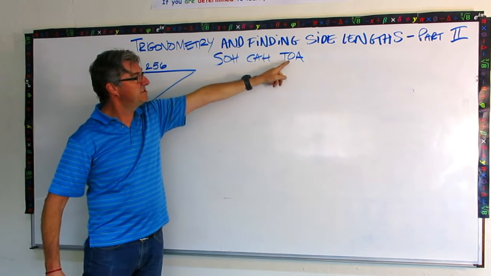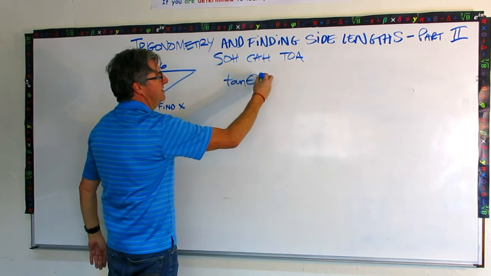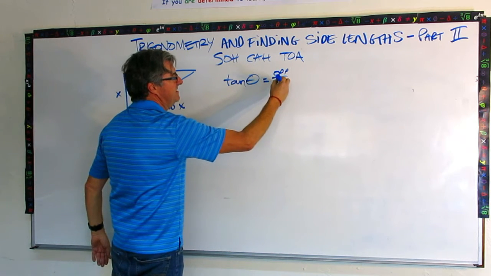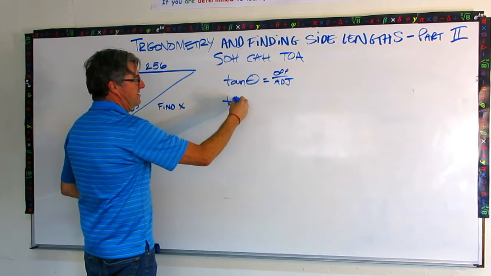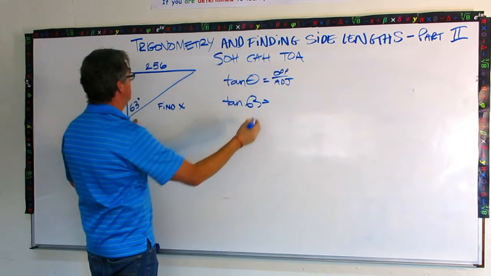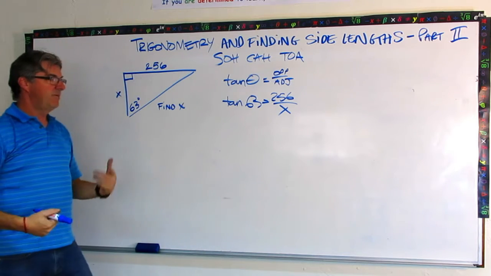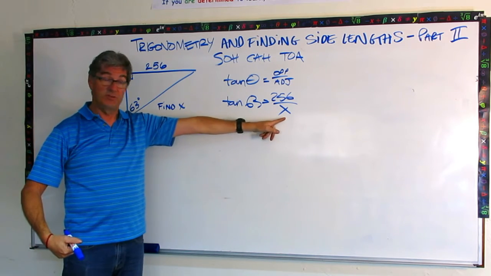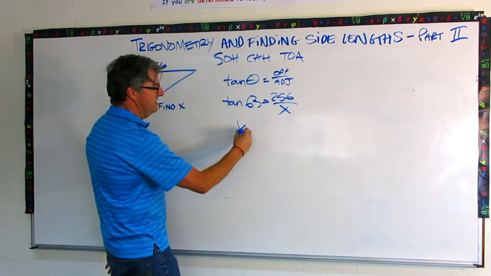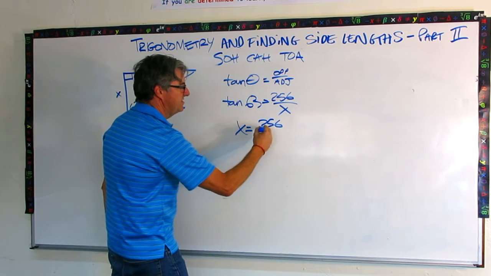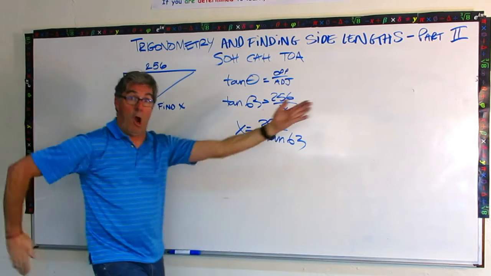That's tangent. Tangent's opposite over adjacent. So tan theta equals OPP over ADJ. So let's put in the information from this problem. Tan 63 equals 256 over x. Now we have the variable down low. You switch, you know. So the x comes up and the tan 63 goes down. So you have x equals 256 over tan 63. Pull out the calculator.